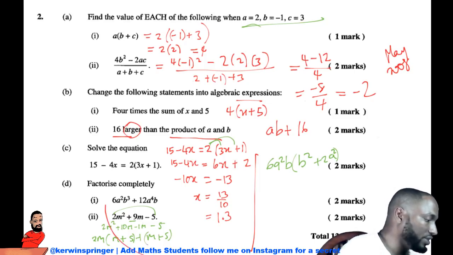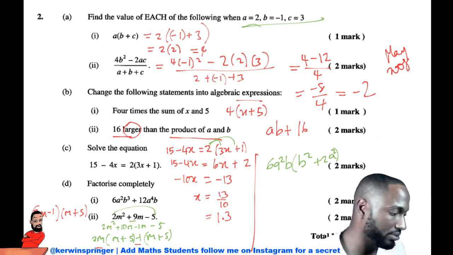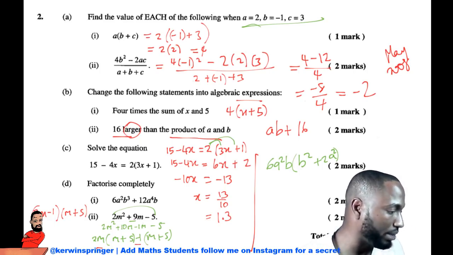So the answer for this is 2m. Bring the 2m and this together. So 2m take away 1, and what we had, m plus 5, is the next one. Alright, so that's it. 2m take away 1, m plus 5.